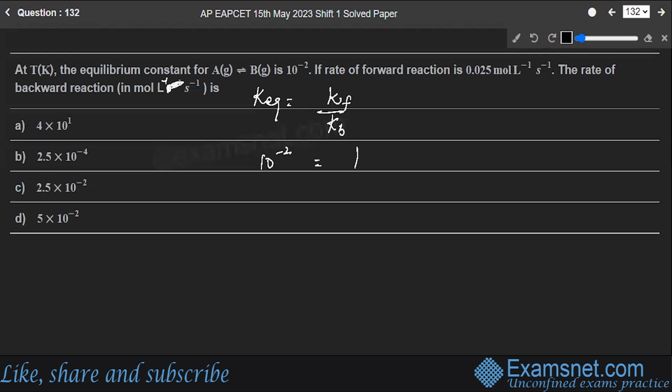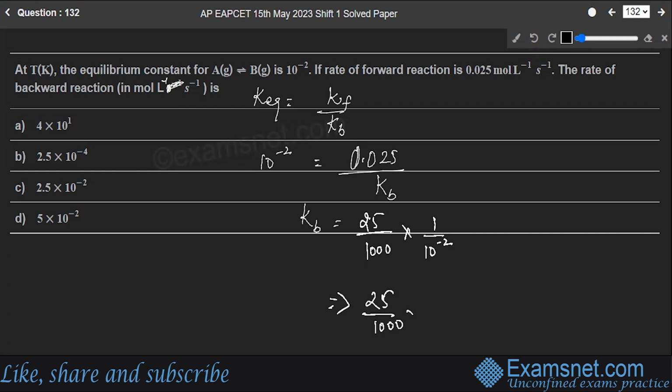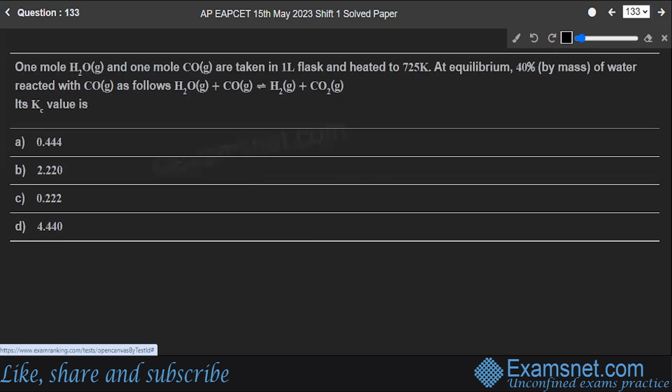This is equal to, forward one is given to you as 0.025, and the backward one, I have to see that. So KB is equal to 0.025, which is equal to 25 upon 1000 into 1 upon this. So this becomes equal to 25 upon 1000 into 100. This is equal to 2.5 mole per liter per second. So actually this is not in any of the options. So none of these, right? Next is question number 133.